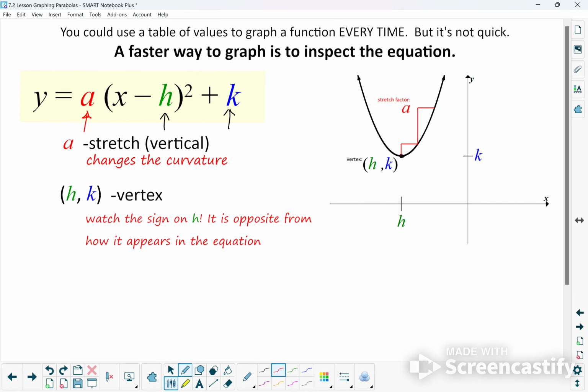So the reason we know that, if this equation, the reason we know that it's a parabola shape instead of a V shape is because of the power of 2. If we had absolute value bars instead of a power of 2, we know that that's going to give us a V shape. When we see the parentheses with this power of 2 on that x minus h, we know that it's going to be that parabolic shape.